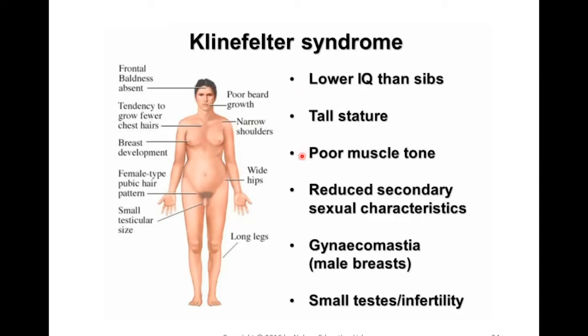Now, just to review, we talked about this at the beginning of the course, but a sign is something that you can measure, a symptom is something that is subjective, and a syndrome is a collection of signs and symptoms characteristically seen together as part of a specific diagnosis. All right, so with Klinefelter syndrome, you're seeing a number of these different signs that would be typical of a male with the additional X chromosome.